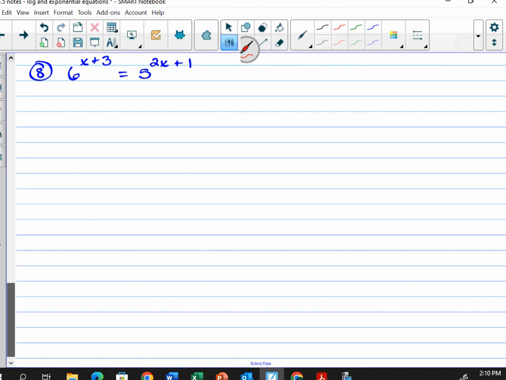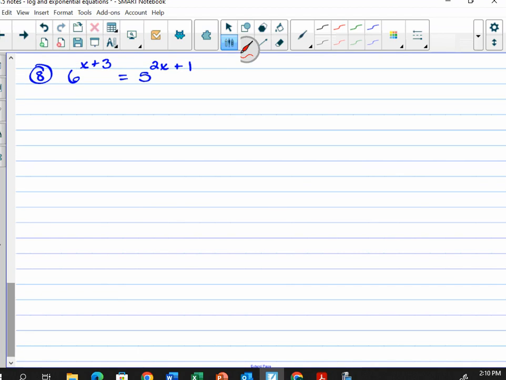There is no way you can make those bases match, right? We've got a 6 and a 5. That is not anything we can make equal to each other. And you also have exponents on both, so you can't just rewrite it as a log. What we have to do is take the log of both sides.